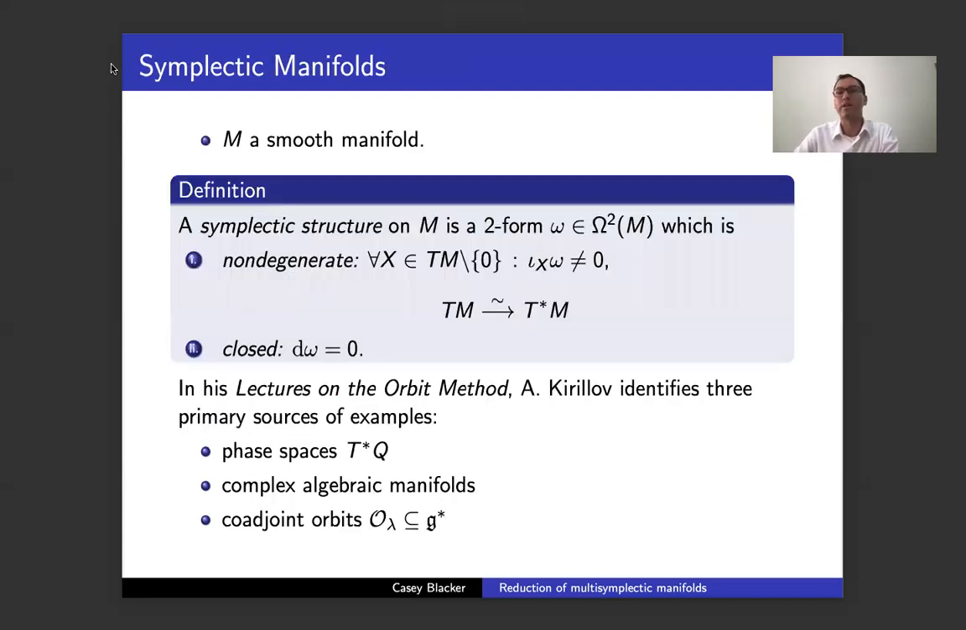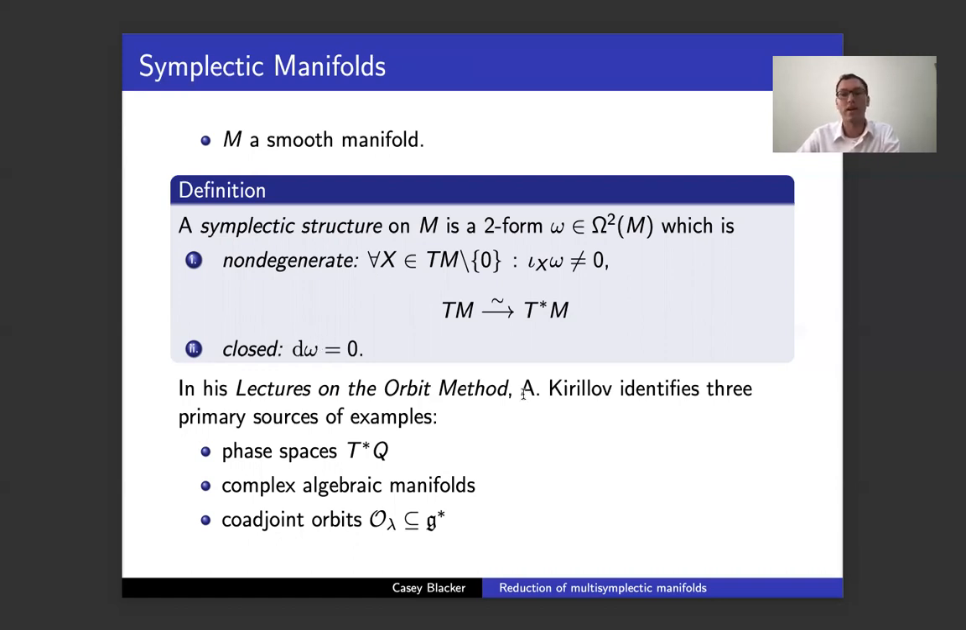All right, and so then a very quick review of symplectic manifolds. First of all, we'll fix a smooth manifold M. A symplectic structure on M is just a two form, omega, which satisfies two properties. First, omega is non-degenerate, in the sense that for all non-zero tangent vectors X on M, the interior product of X with omega is non-vanishing. Equivalently, the interior product with omega establishes a vector bundle isomorphism between the tangent bundle of M and the cotangent bundle. The second condition is just that omega is closed.